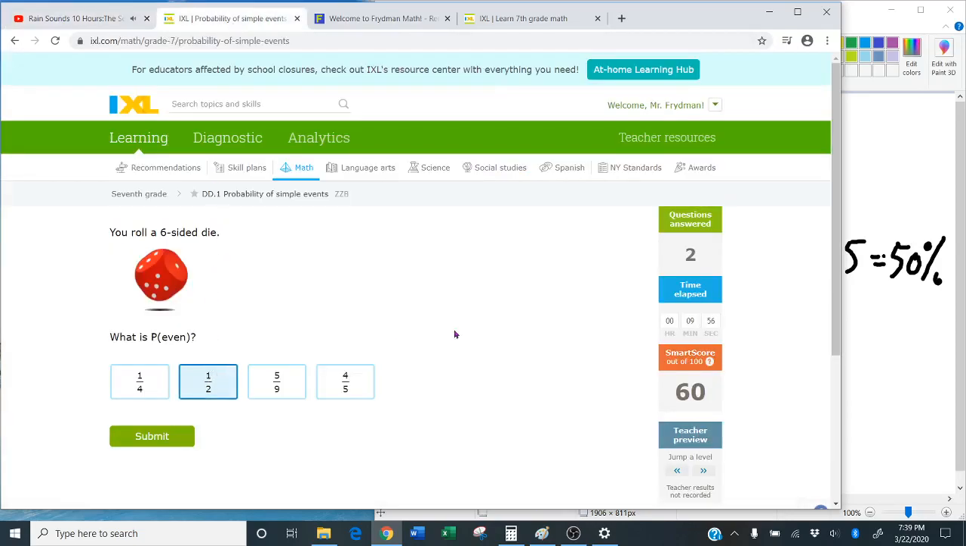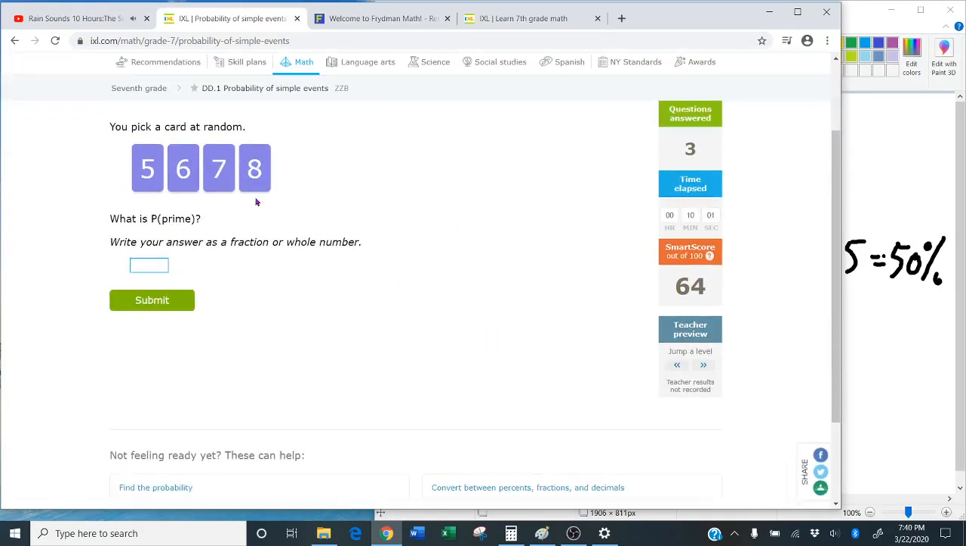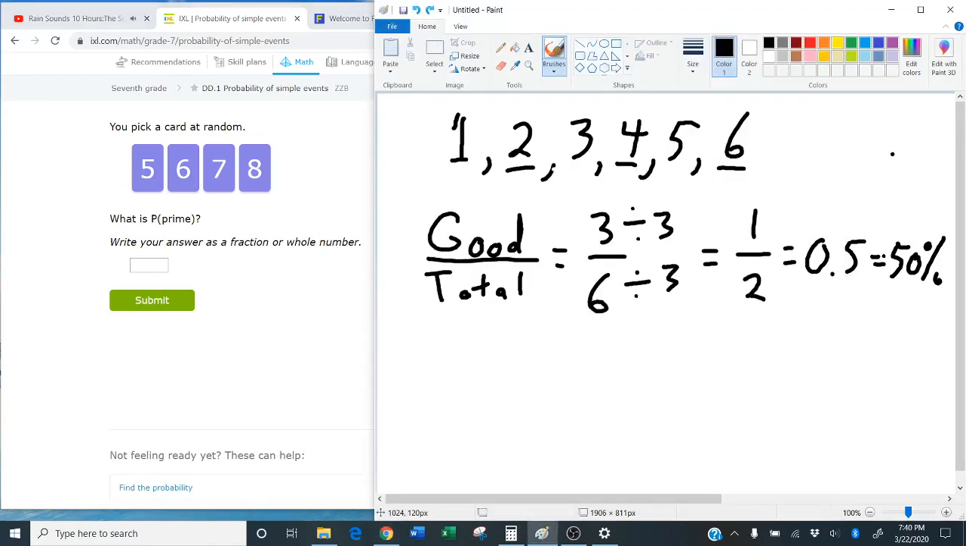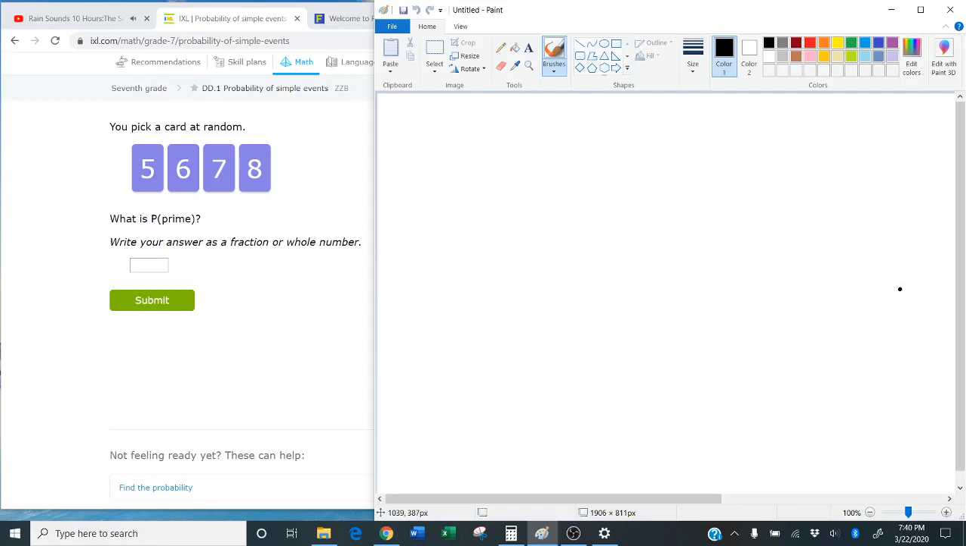Okay, so 1 over 2. There we go. Okay, you pick a card at random. What is the probability of that card showing a prime number? Remember, prime numbers are numbers that are divisible only by themselves and 1. So they're not divisible by any other numbers. So I have a 5, a 6, a 7, and an 8.